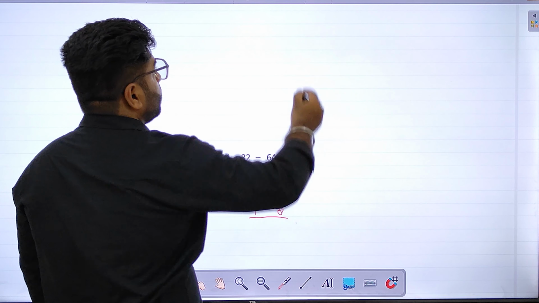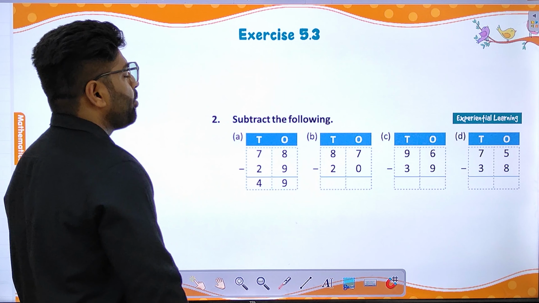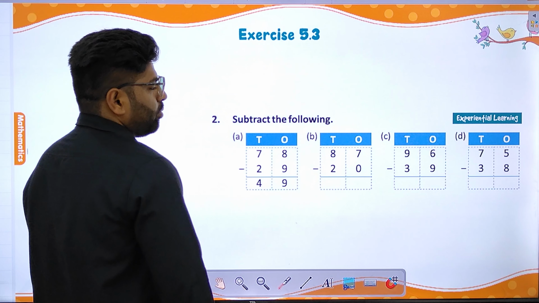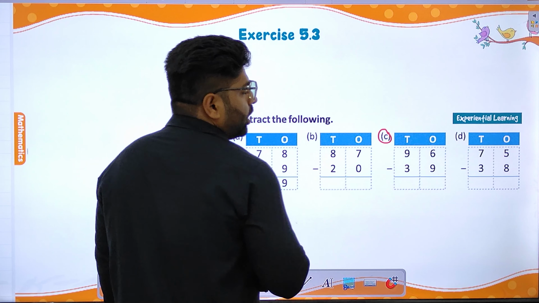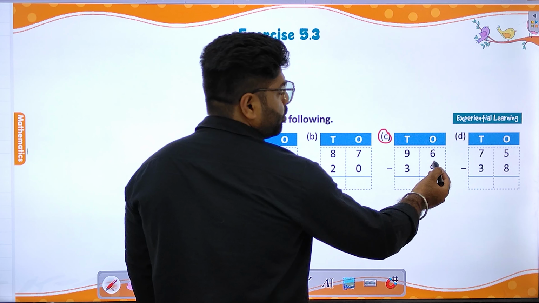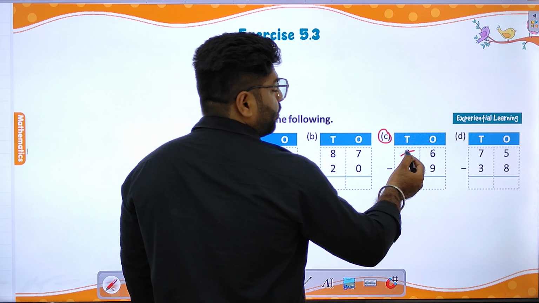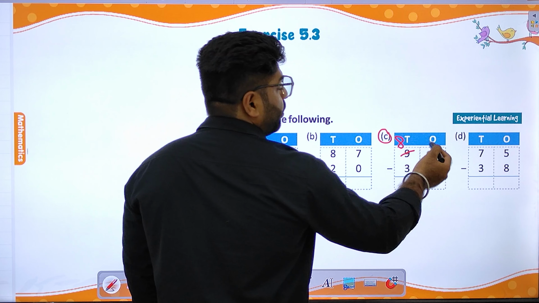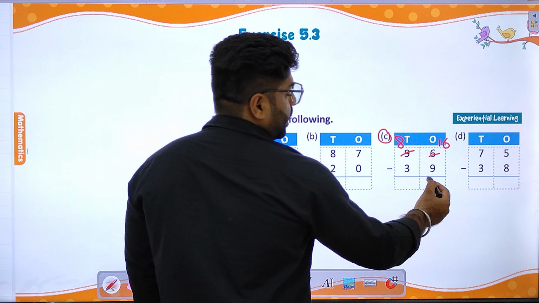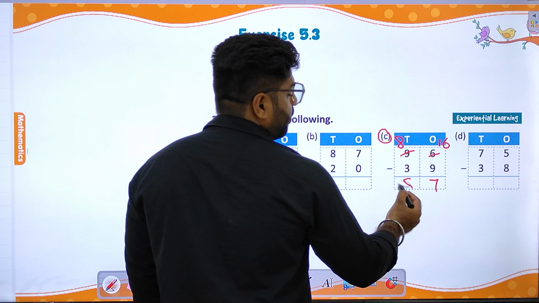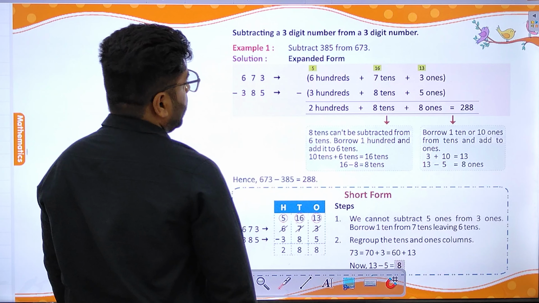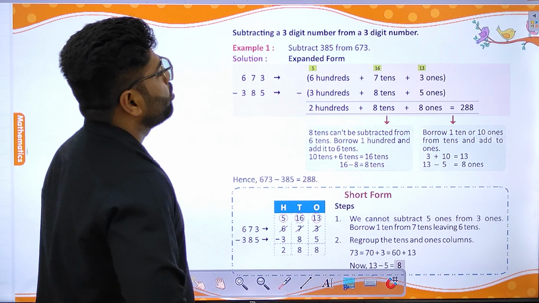Okay, now move to our next part, that is exercise 5.3. We have to simply subtract the numbers. Let's pick question number C. Look, here we have tens place and ones place. So here we have 6 minus 9. It's not possible, so we have to borrow. We will take 1 from here. So here we have 8 and we will add 10 in this number, so this will become 16. So 16 minus 9 is 7, and 8 minus 3 is 5. Clear? Okay, now come to our next topic, subtracting a 3-digit number from a 3-digit number.